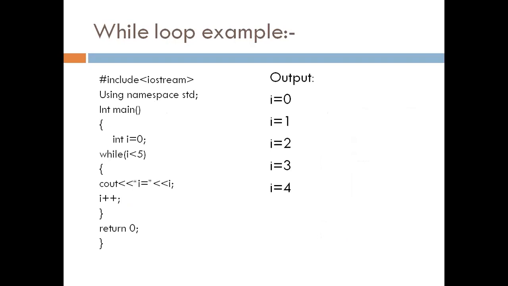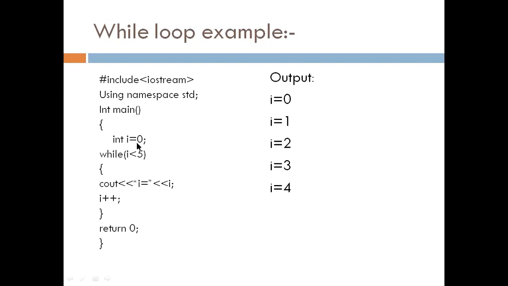We'll see one example here to display the value of I from 0 to less than 5. Before the while we initialize I to 0. This is the initialization, this is the condition, this is the block of statements, and here we perform the increment. So I is initialized to 0, the condition is whether I is less than 5, and here we display the value of I, then we perform the increment.